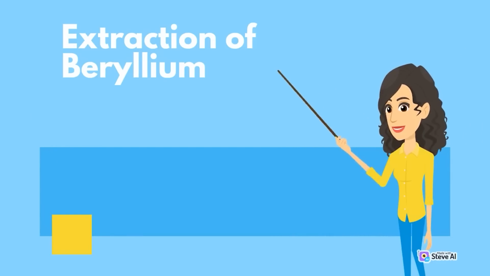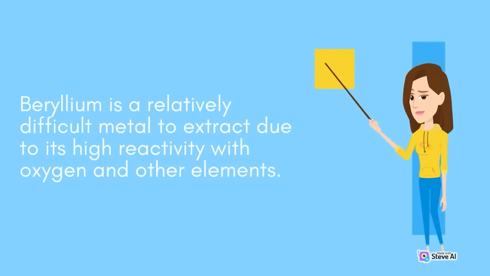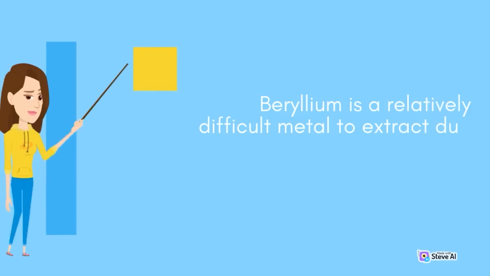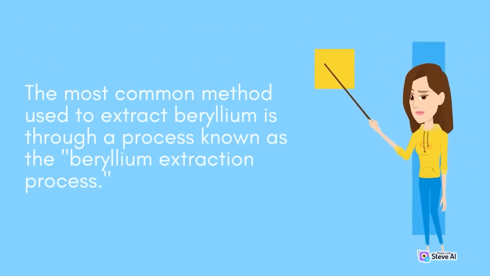Extraction of beryllium. Beryllium is a relatively difficult metal to extract due to its high reactivity with oxygen and other elements. The most common method used to extract beryllium is through a process known as the beryllium extraction process.